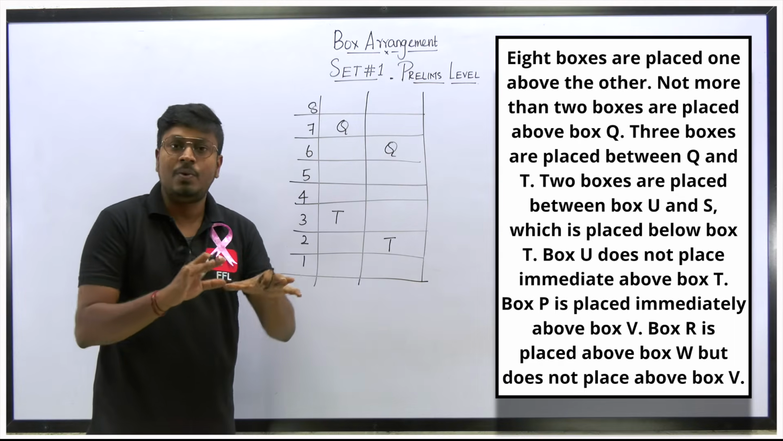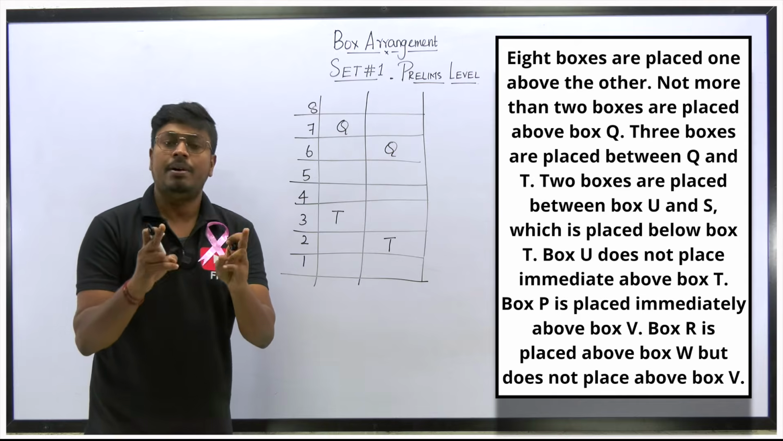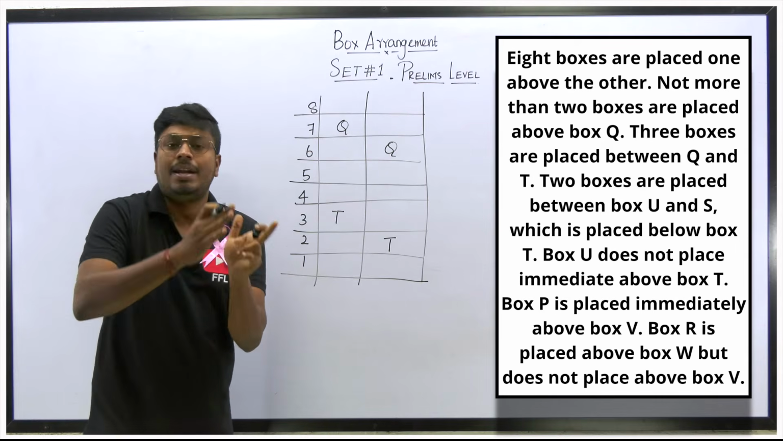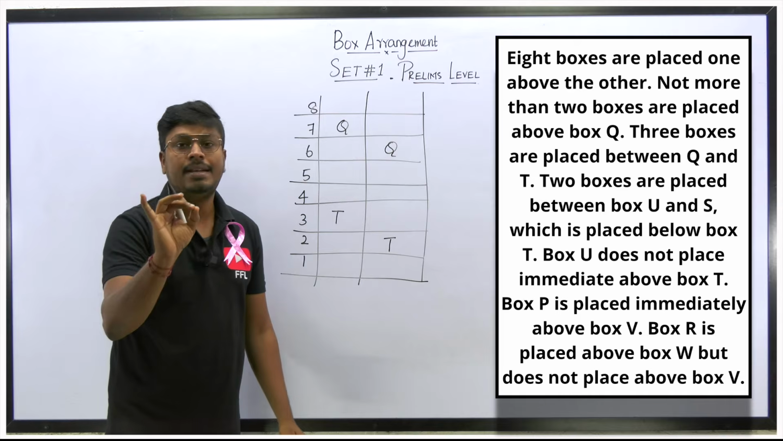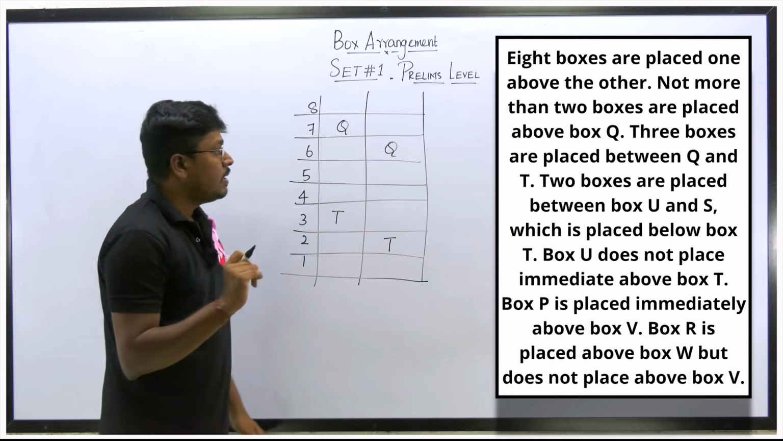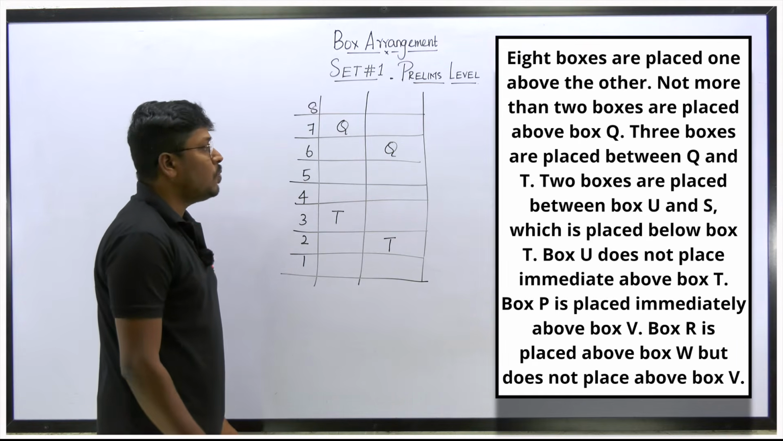Don't hesitate, and don't read the complete passage for the box arrangement. If you are getting more than two possibilities, immediately draw the possible diagrams, and you will get the answer easily. Understood, friends? So next thing, 2 boxes are placed between box U and box S.